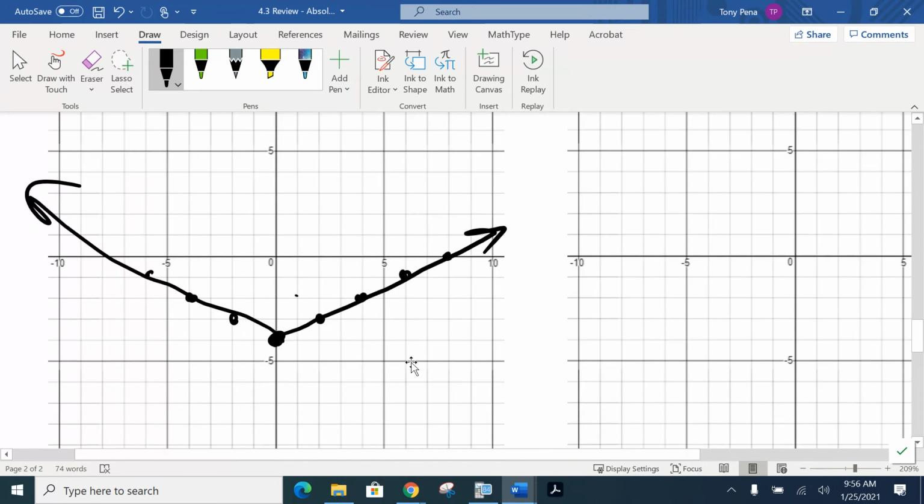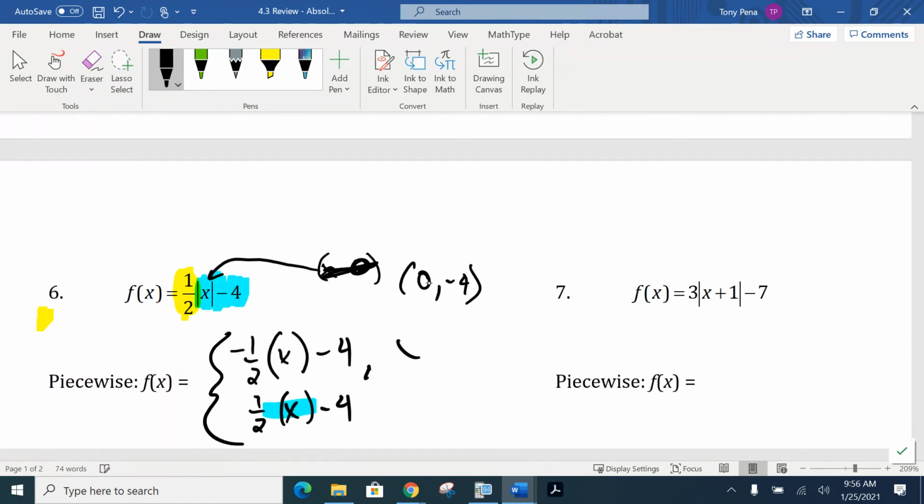All right, let's do our domains real quick. What we see is this point is the x value of 0. So the first one is any x value that's less than 0. And then the second one is any x value that is greater than 0.